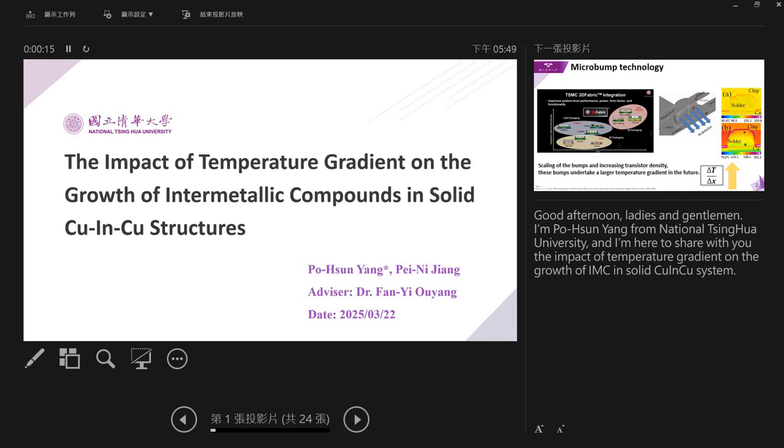I'm Bosh from National Tsinghua University, and I'm here to share with you the impact of temperature gradient on the growth of intermetallic compound in solid copper-indium-copper systems. My advisor is Professor Fang Yang.